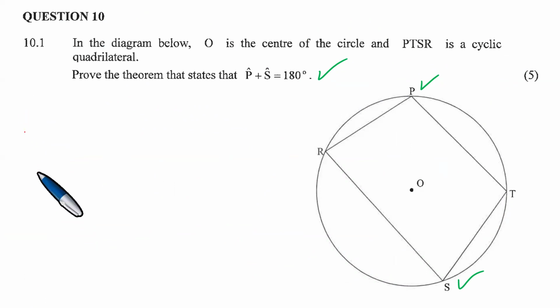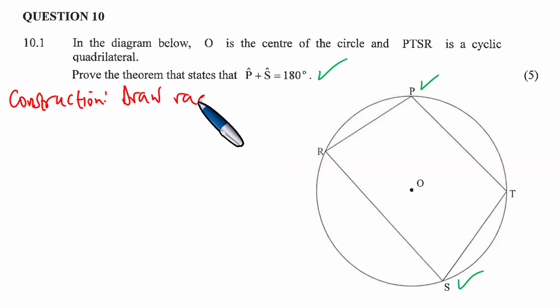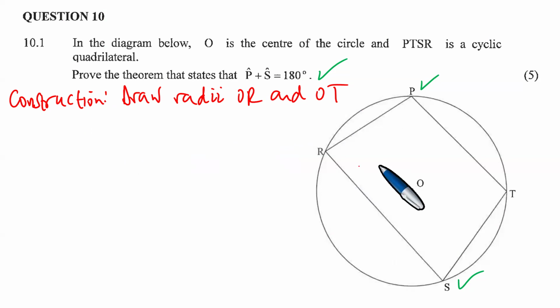Right, we perform a construction. In performing the construction, you draw radii, OR and OT. And this one is 2, and this one is 1.